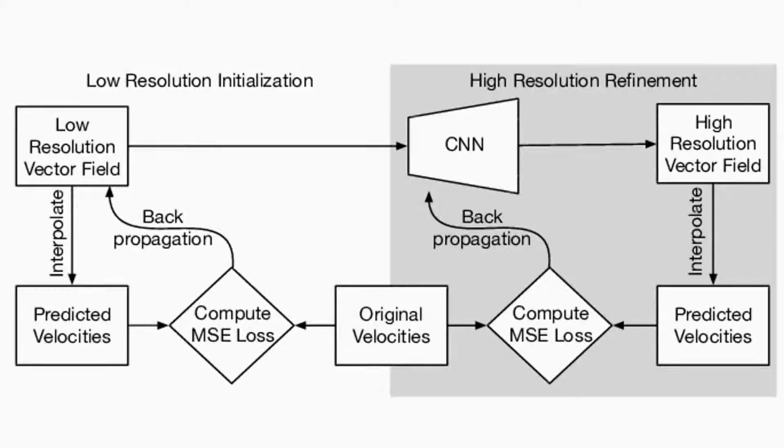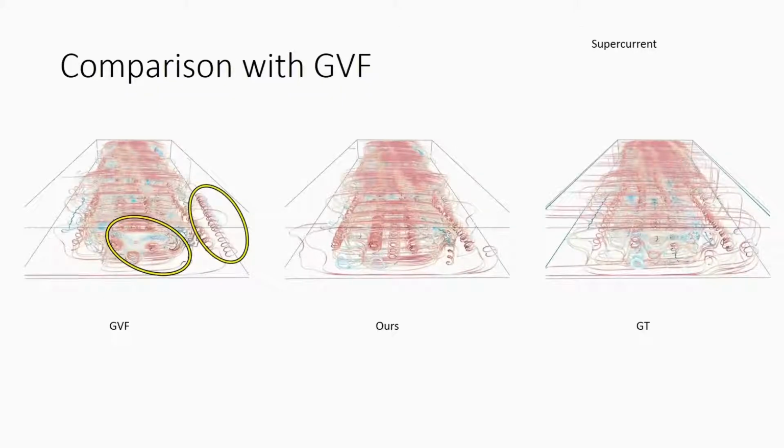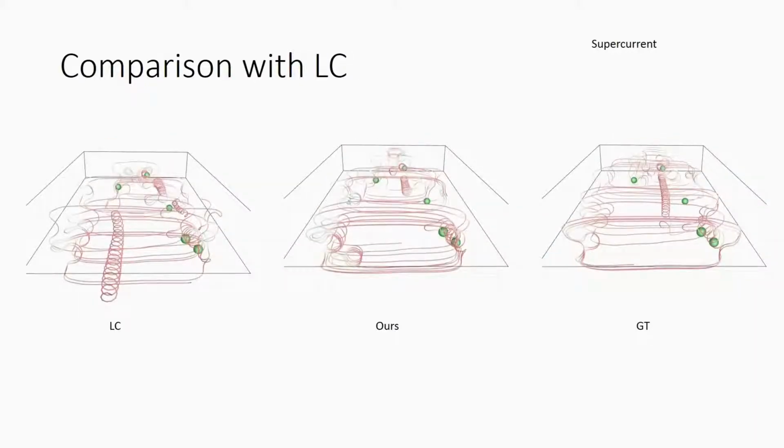We propose a data reduction pipeline for steady vector field data using deep learning techniques. Our approach consists of low-resolution initialization and high-resolution refinement. Our approach can evaluate the quality of a representative streamline selection algorithm. In addition, we also compare our approach against gradient vector flow and lossy compression.